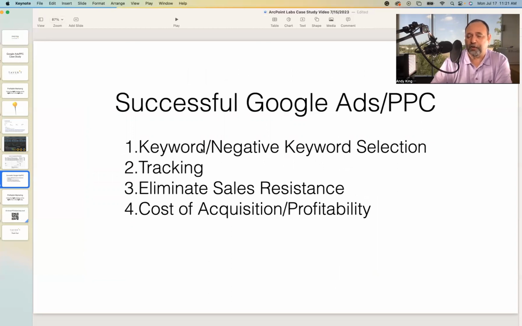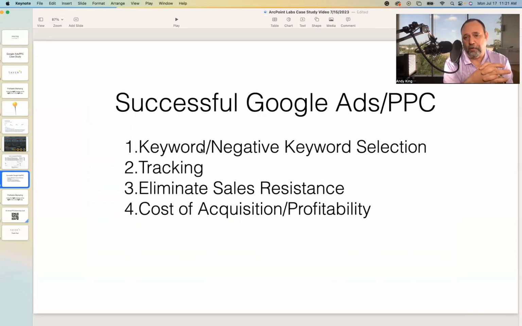You need to choose the keywords and the negative keywords wisely. You can pay a lot of money for keywords that aren't necessarily going to bring you a bunch of business. Negative keywords as well. It's really important that you choose the right ones, and usually they're the ones that are expensive. And you always want to add the word free, because as far as I know, with ArcPoint Labs, you don't do any free testing, and that's really important.